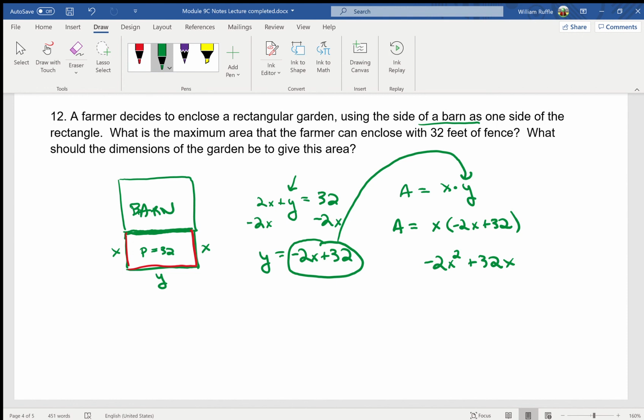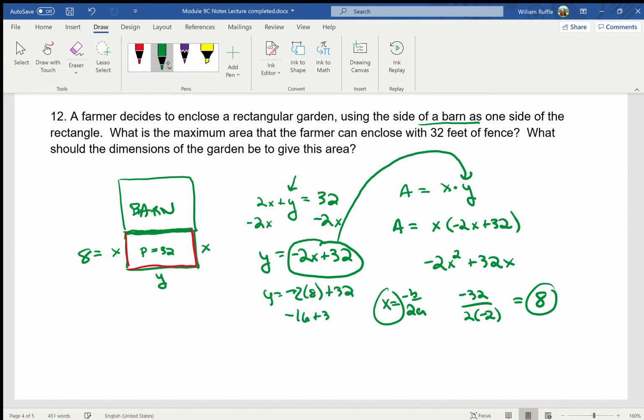So when I'm here, I have this thing here again. Again, I'm trying to maximize or minimize, so it's, again, x is equal to negative b over 2a. So that is negative 32 over 2 times negative 2, which is equal to 8. So my x, since I'm doing my x value, x is equal to 8. So I know this is equal to 8. And so my y is equal to negative 2 times 8 plus 32. Negative 16 plus 32 is 16. So my y is equal to 16.